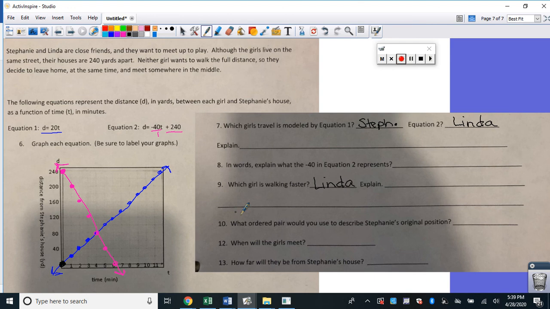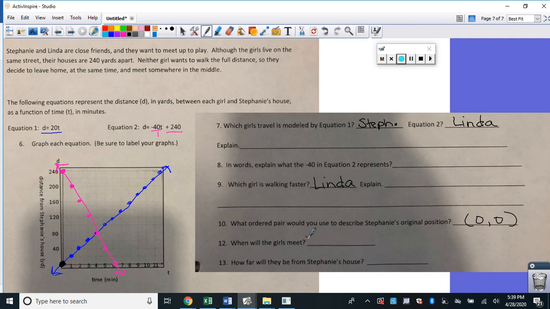And number 10, what ordered pair would you use to describe Stephanie's original position? Stephanie's graph is what I drew in blue. If we look at the original position, that would be at 0, 0, because she started at her house. If she starts at her house, she's 0 yards from her house. So Stephanie's original position would be at 0, 0.